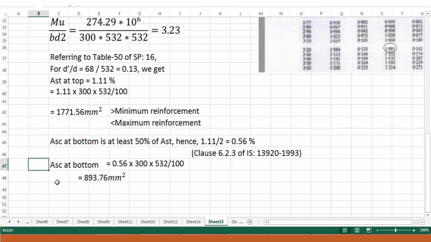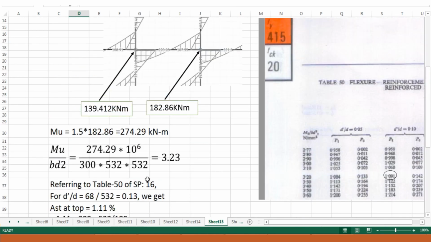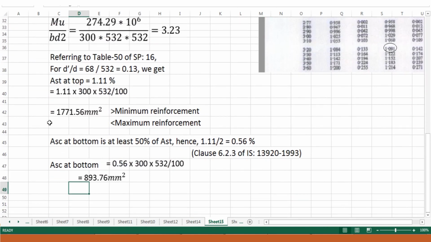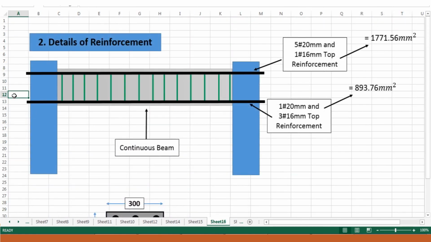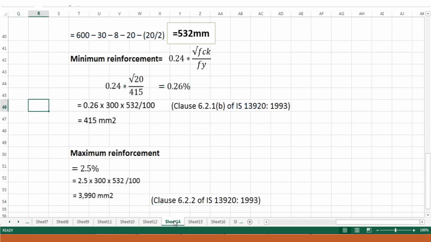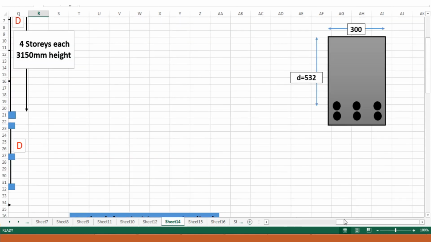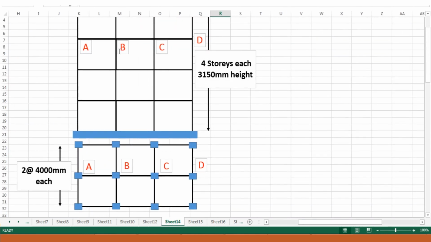So Asc at the bottom is 0.56 into 300 into 532 divided by 100, so it's 893.76 mm square. Thereby, now we have the Ast as well as Asc values. Next, we are going to detail the longitudinal reinforcement bars. This is the continuous beam BC that we are talking about.